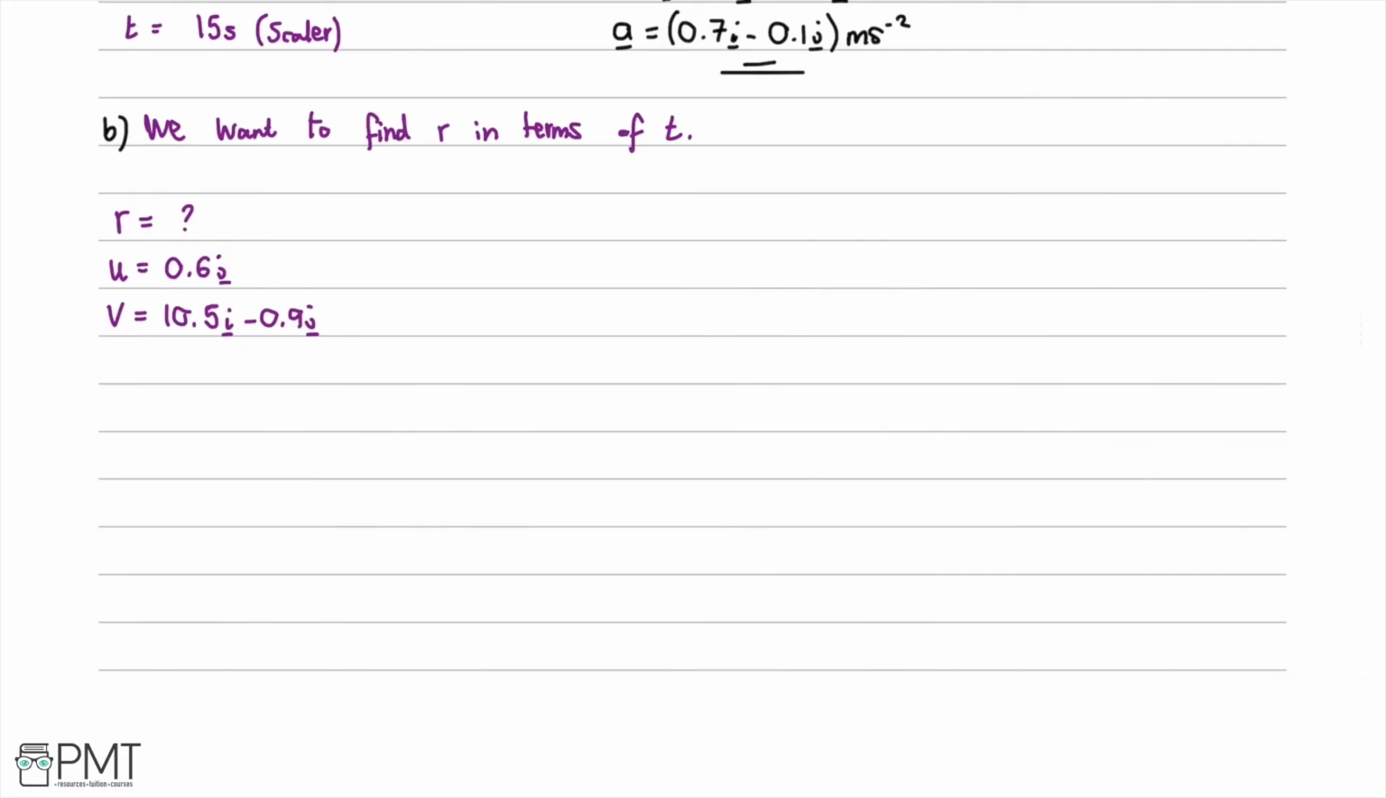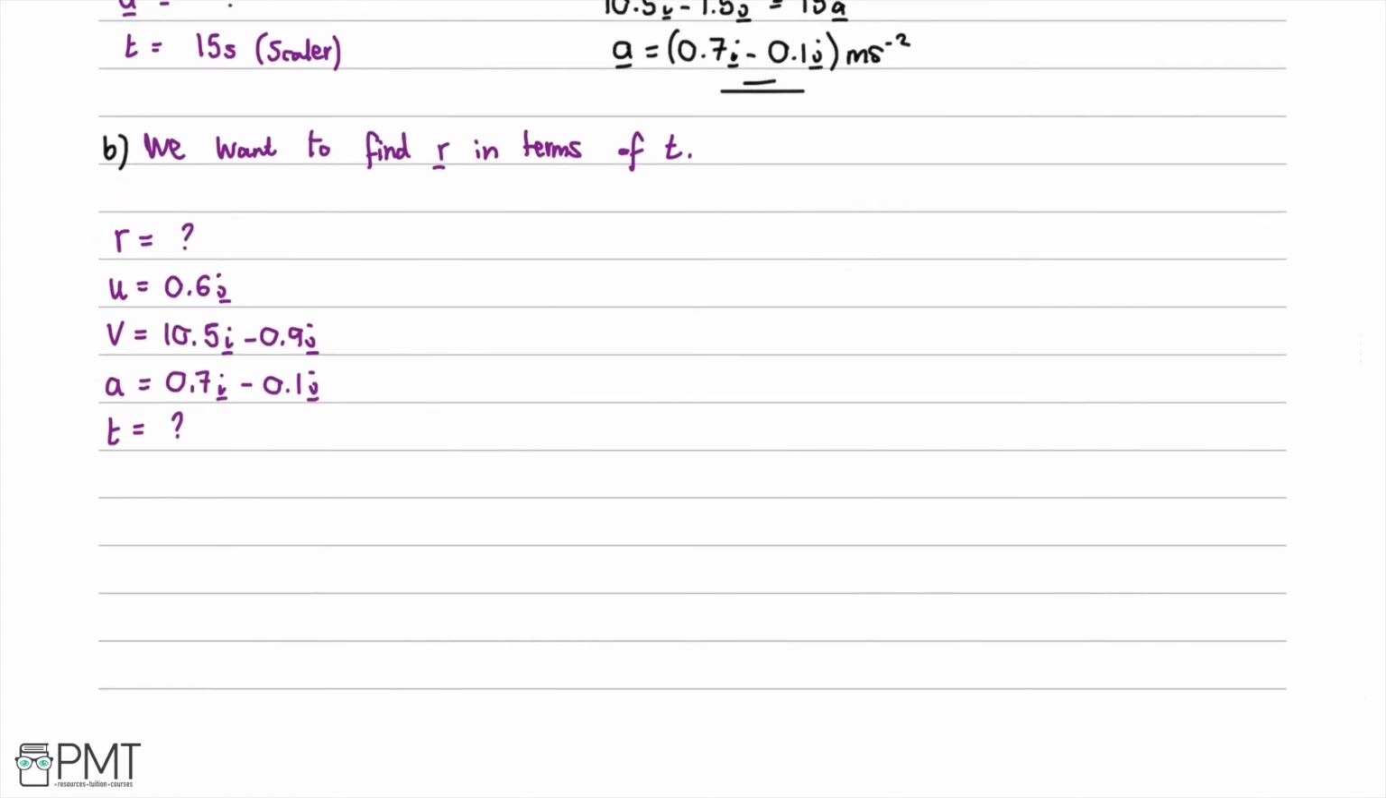And then we have that the acceleration, well, we've just worked it out, so that's going to be 0.7i minus 0.1j, and then we want to have an equation with time in it because we want to express r in terms of t. So it's important that when we choose our equation of motion that we choose one which has both t and r in it. So therefore we're going to select the equation of motion such that r is equal to ut plus 1/2 at squared.